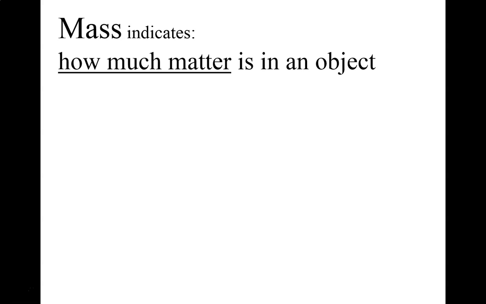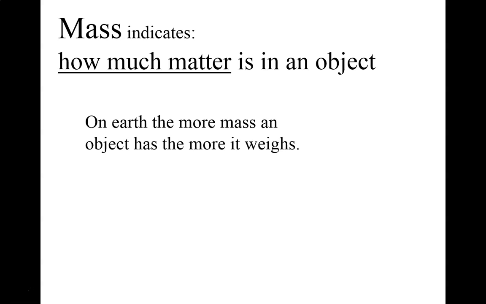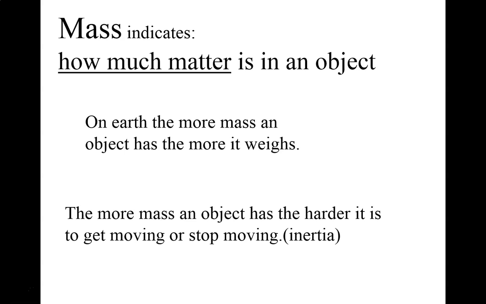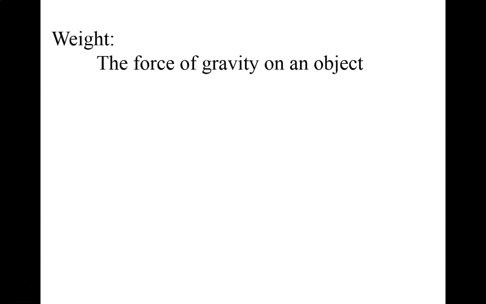But if you're on the Earth, the more mass an object has, the more it weighs. But that's just if we're on Earth. And also, the other thing about mass is the more mass an object has, the more inertia it has. Meaning, the harder it is to get moving, or the harder it is to stop once it is moving. Weight, again, is related to mass, but weight is the force of gravity on an object.